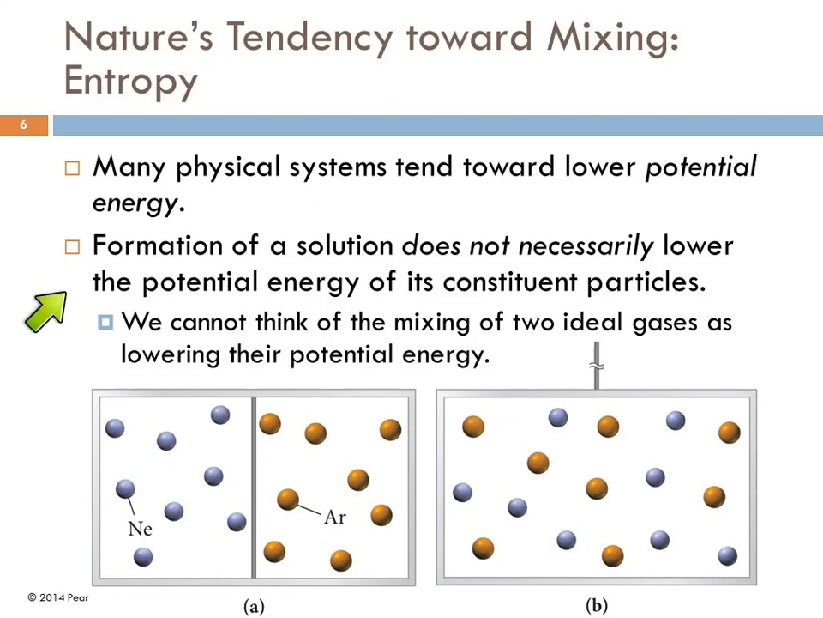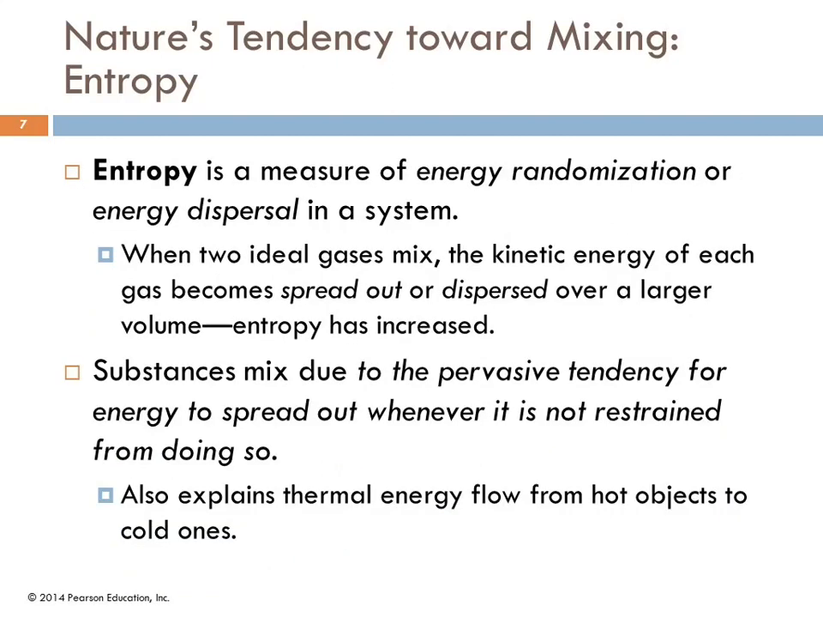Now, forming a solution doesn't necessarily lower the potential energy of the constituent particles. So there's something else going on here. If we think about mixing neon and argon gases, here they're separated in a container. If we remove the divider, they will spontaneously mix. Does the fact that they are now mixed lower their potential energy? No, it doesn't really affect their potential energy at all. So there must be something else going on that's causing the gases to mix. And that something is called entropy.